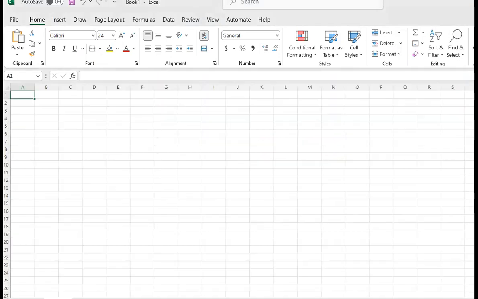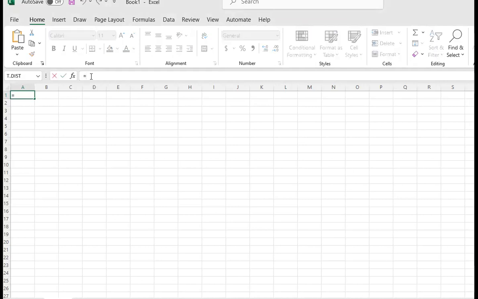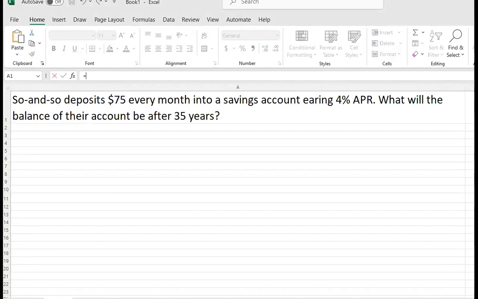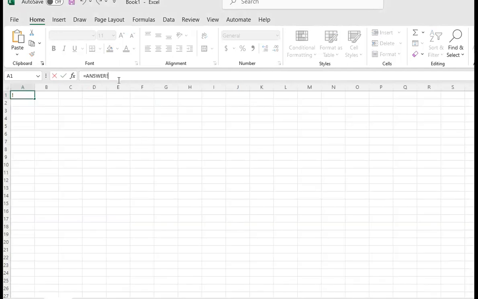So let's open up Excel. I'm going to go into a blank cell in the formula bar. I'm going to do equals, and I'm going to start typing the different parts of the problem. Ideally, you'll have the problem up with you. I might flip back and forth if I need to, so I can remember the numbers.